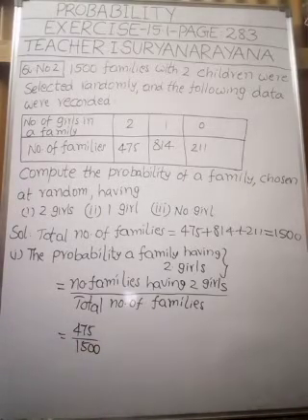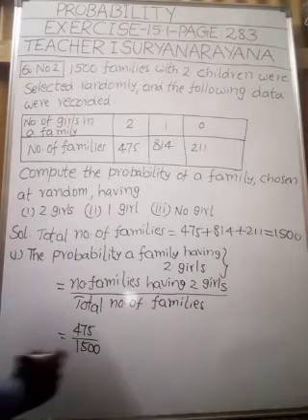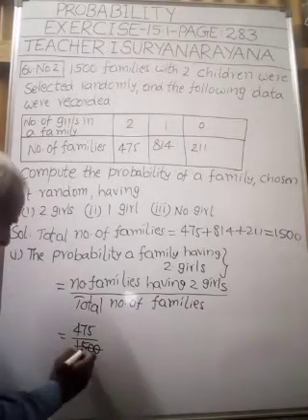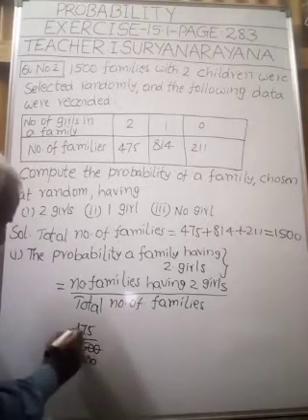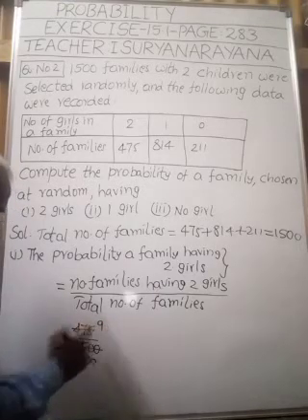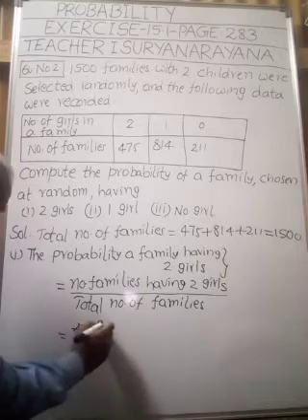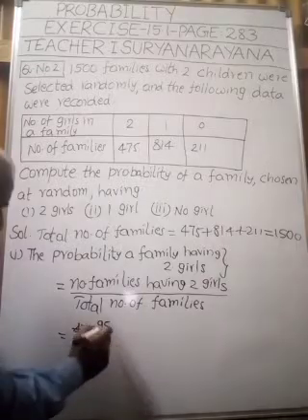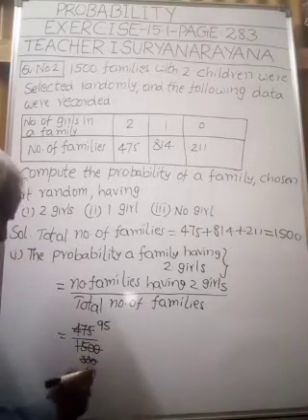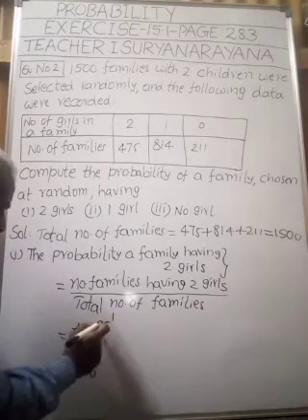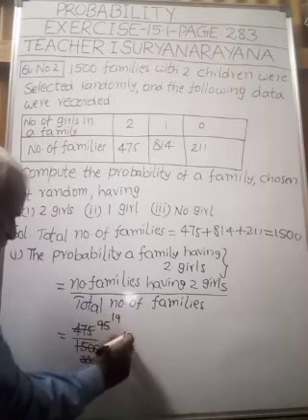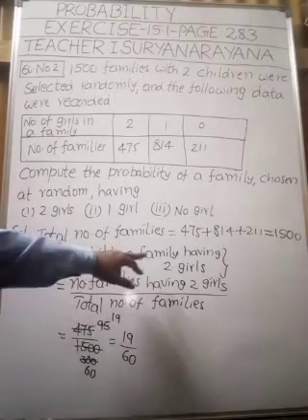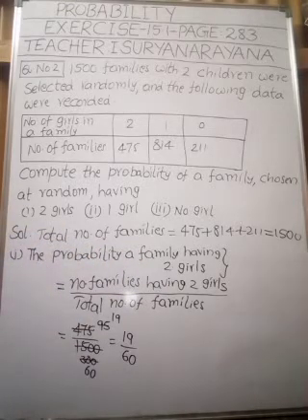Now let us simplify by 5 table. Let us divide the numerator and the denominator by 5 table. 5 300 times, 5 9 times. Again divide the numerator and denominator by 5. 5 1 time, 5 9 times. That is equal to 19 by 60. This is the required probability of a family having 2 girls. Understood, my children?